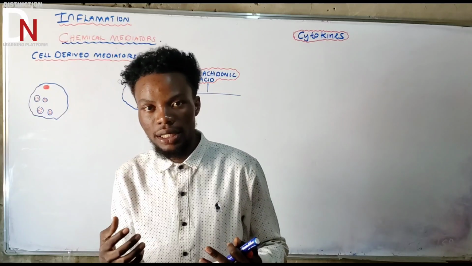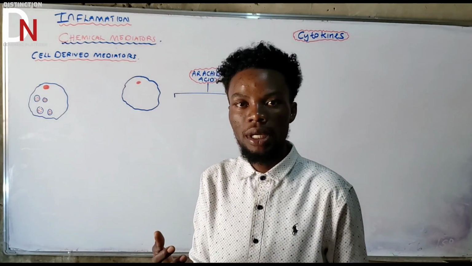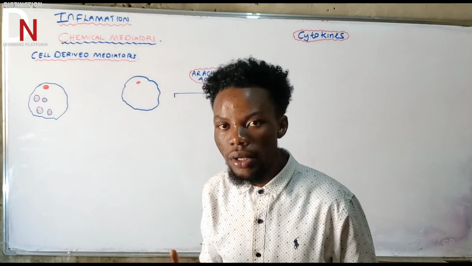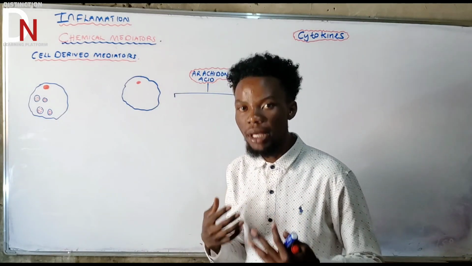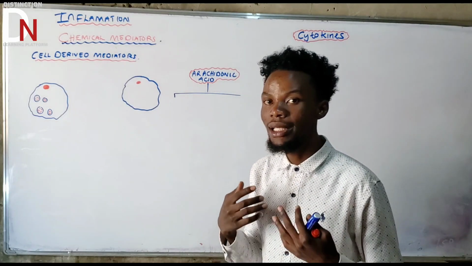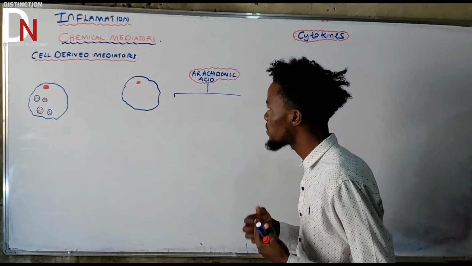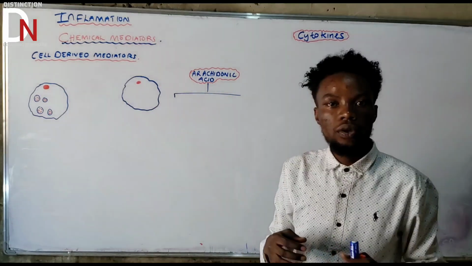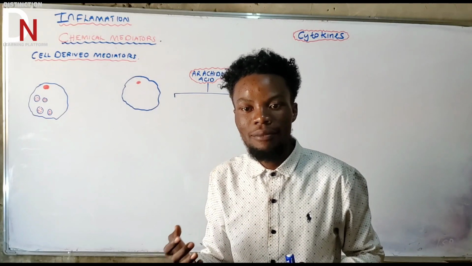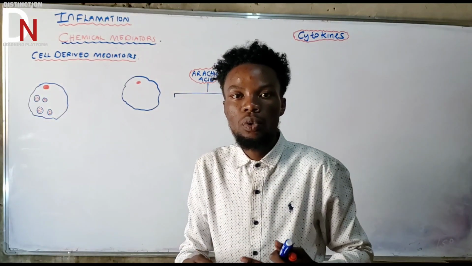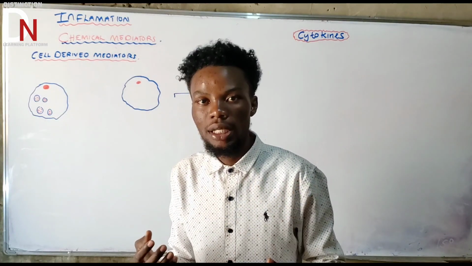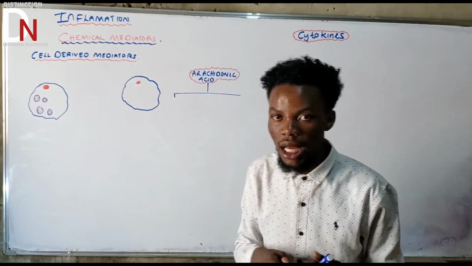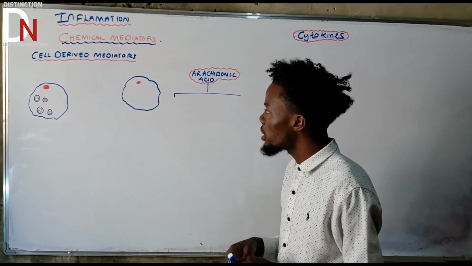Basically, these are fast mediators. The reason is that they are already made, so if the cell is stimulated, it starts releasing them. These are called preformed cell-derived mediators. Then there's another group where you are going to synthesize, you are going to make the mediators. We call them synthesized cell-derived mediators. So let us talk about them.